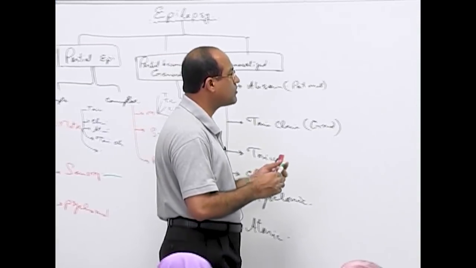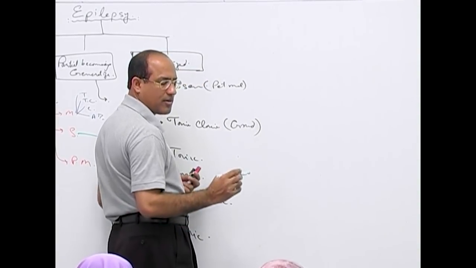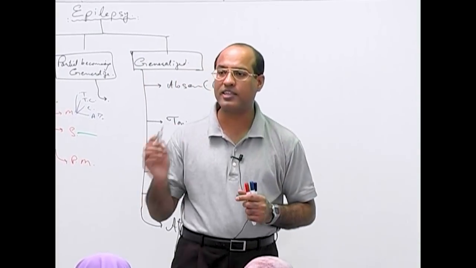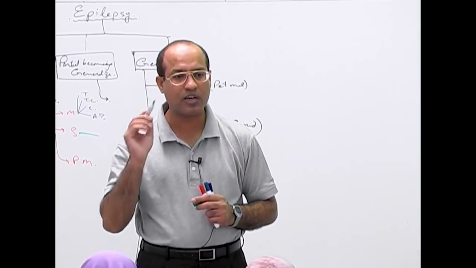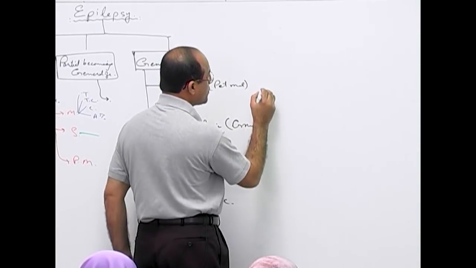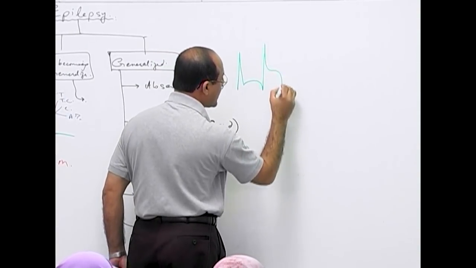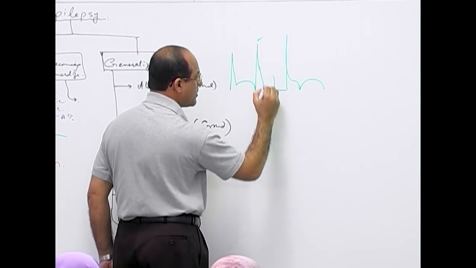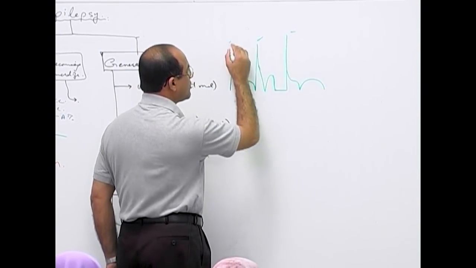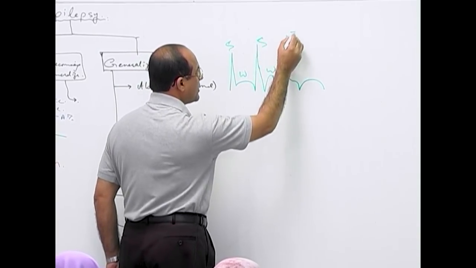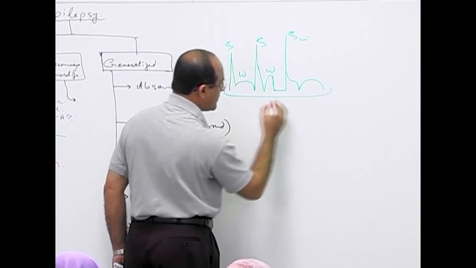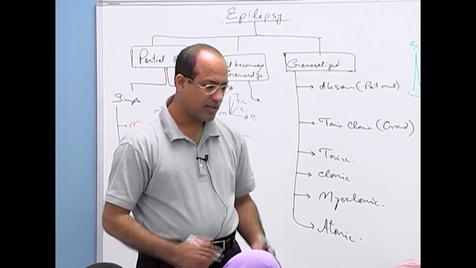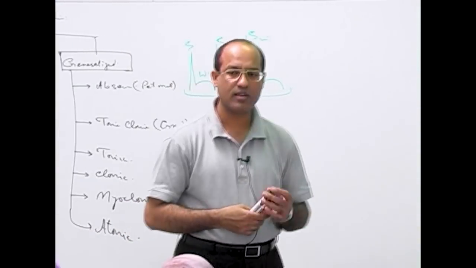Now absence has one very special type of EEG pattern, and this is the only EEG pattern good students should know. You are not supposed to remember the EEG pattern of every epilepsy, but for absence, it is very characteristic. There is a spike and wave pattern. There is always a spike followed by some sort of wave: spike, wave, spike, wave, spike, wave. The frequency is 3 cycles per second. That is the typical EEG during absence seizure, right?